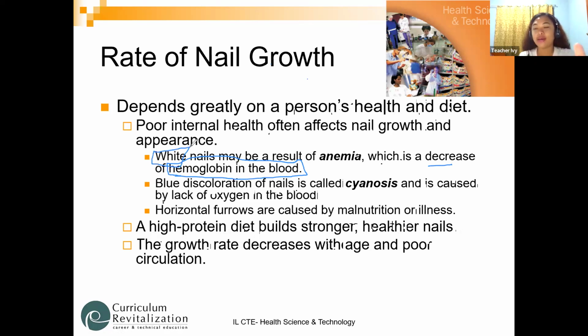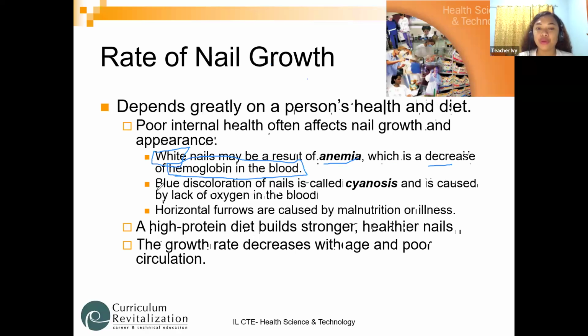Remember that one. Okay? So a person or a doctor can easily tell that this kid or this person has anemia if he looks at the nail of the person that he's checking. If the nails of the person appear to be white, then this person is suffering from anemia. So that's how the nails work. It does not just work for our fingers, but also for our body. Next one.